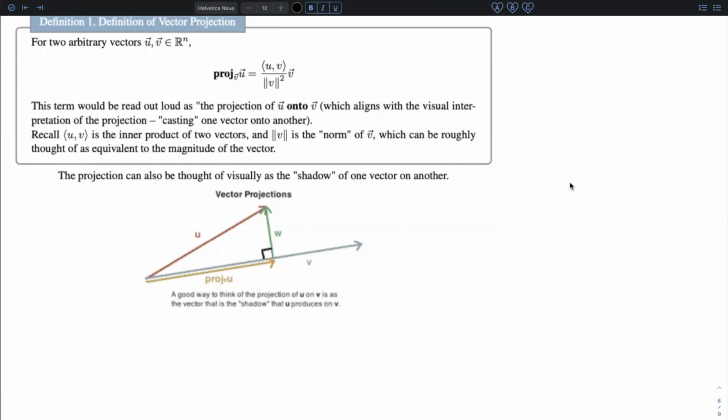This is the 16A CSM mini lecture on projections. So first we'll go over what vector projections are, and then we'll go over one question from a previous exam.